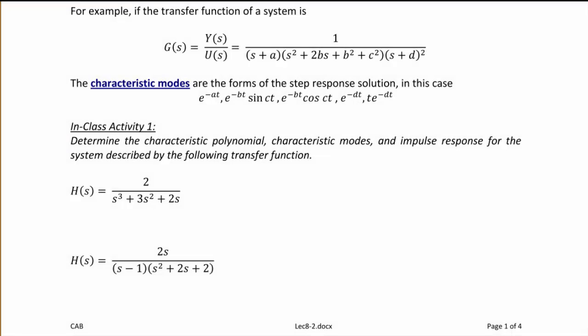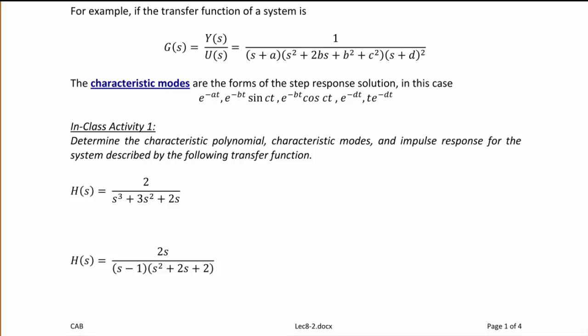For example, if the transfer function of a system is G(s) equal to 1 over (s plus a) times (s squared plus 2bs plus b squared plus c squared) times (s plus d) squared, the characteristic modes are the forms of the step response solution in this case. So for example, it would be e to the minus at, e to the minus bt sine ct, e to the minus bt cosine ct, e to the minus dt, and t e to the minus dt. These are the forms that you found when we did partial fraction expansion.